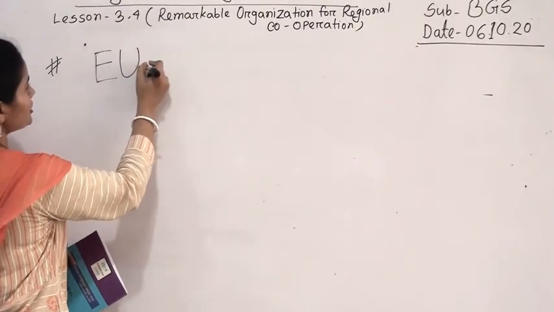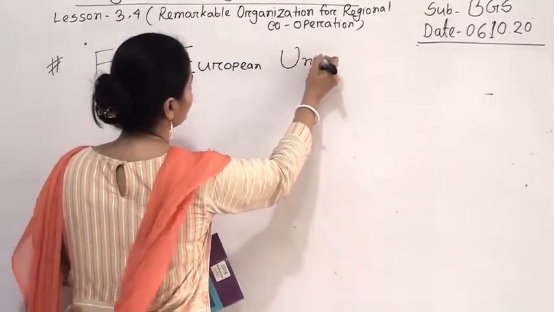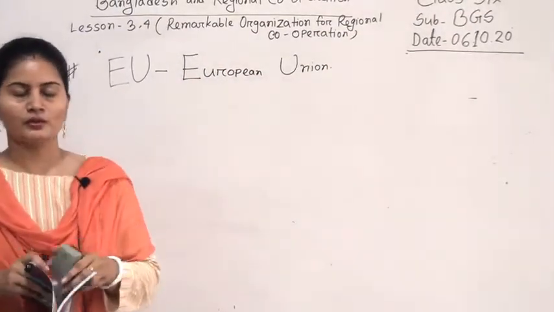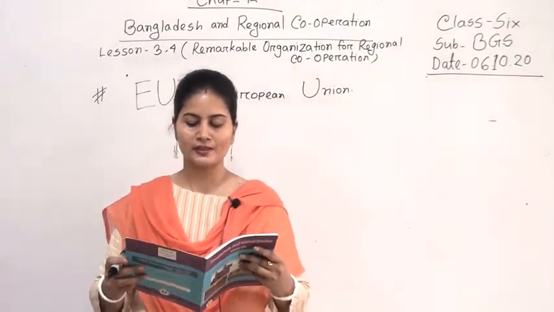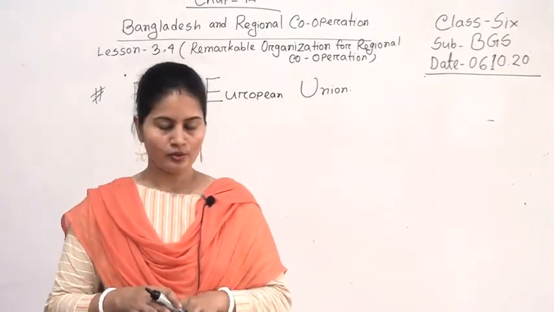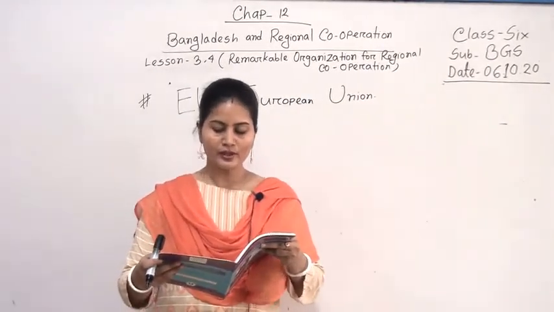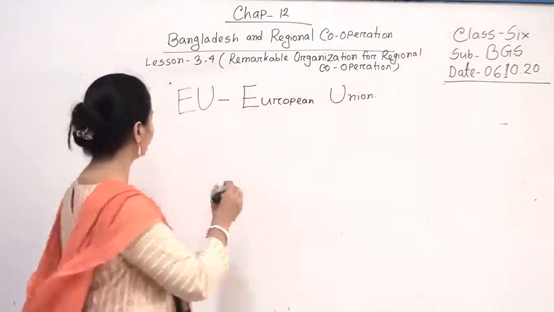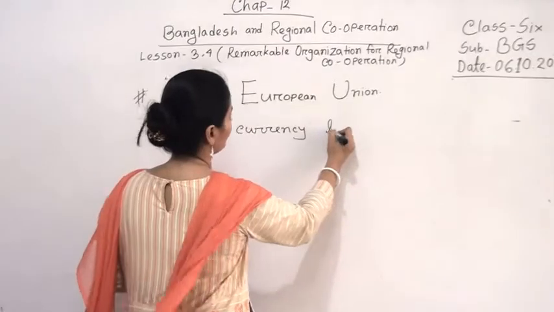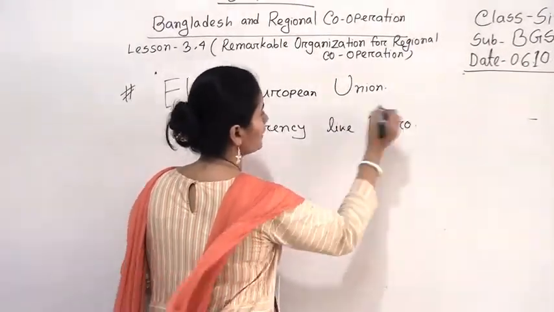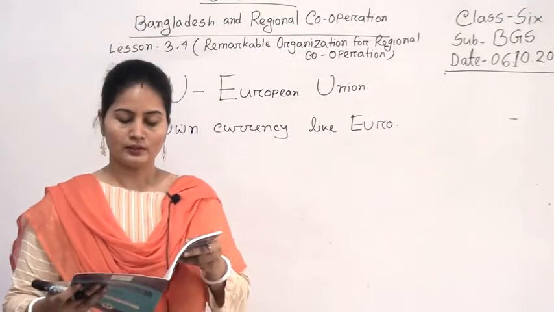EU. What is the abbreviation of EU? European Union. The European Union is a regional cooperation organization of West European countries. Then the scope of the common market was expanded as the European Union. The European Union was established to create an open market economy, and it has started its own currency known as Euro. Euro is the currency of the European Union. All the countries of the European Union use Euro alongside their own currency.